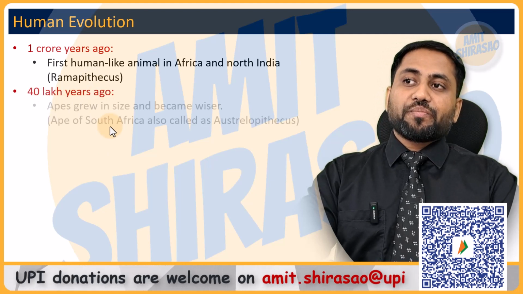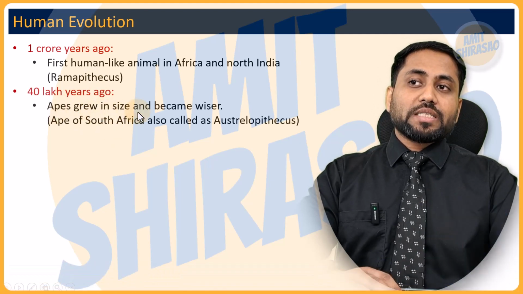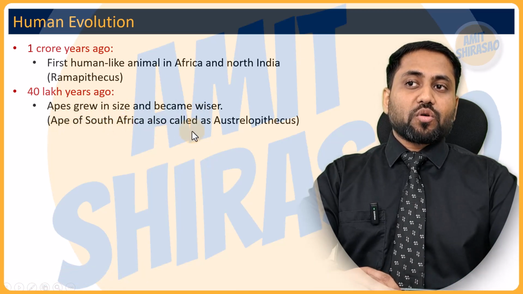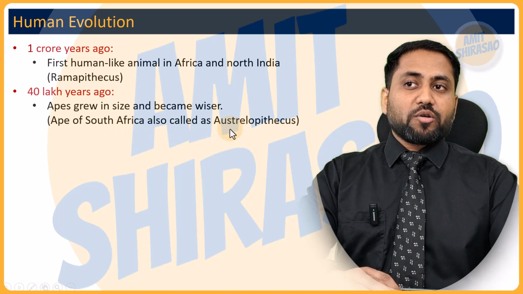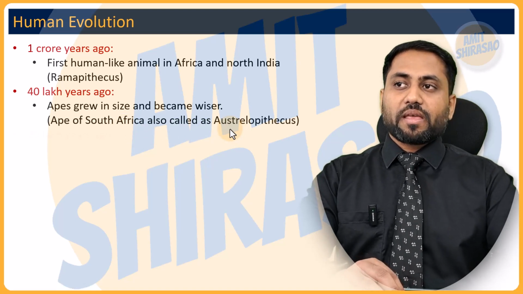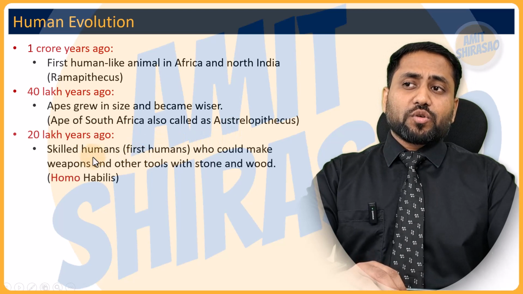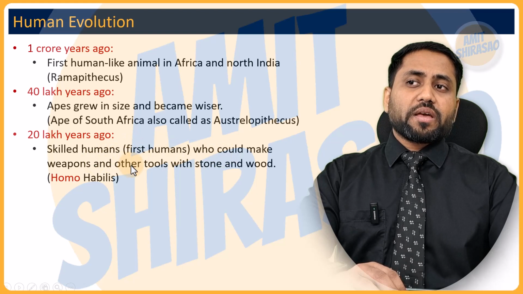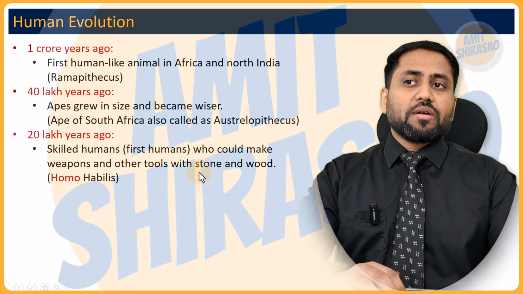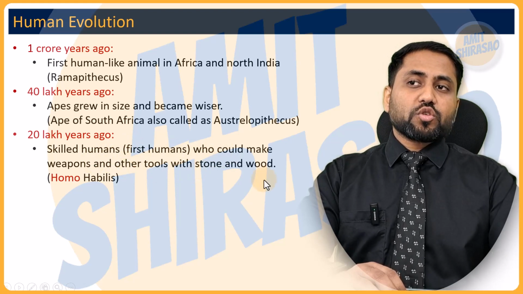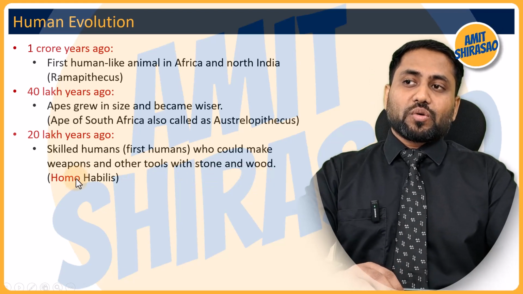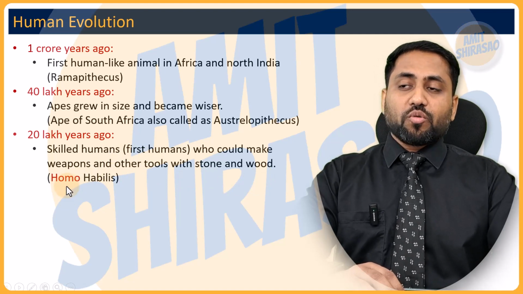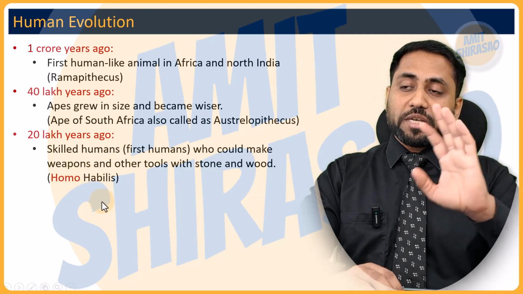40 lakh years ago, apes grew in size and became wiser. The ape of South Africa is also called Australopithecus. 20 lakh years ago, skilled humans, that is the first humans who could make weapons and other tools with stone and wood. So the Stone Age started, you can say. So first human, and that's why they are called Homo. Homo means human. So Homo habilis. Till now we have reached Homo habilis.